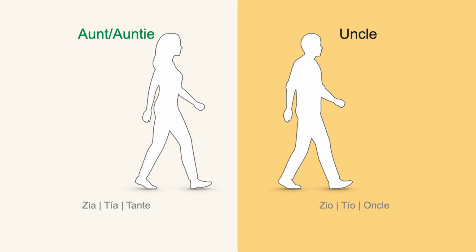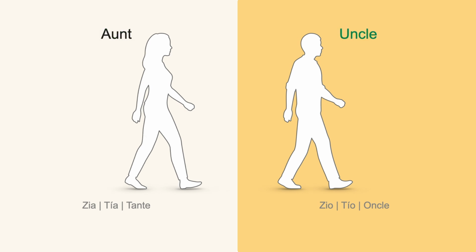If your mother or father has a sister, she is your aunt. Aunt. You can also call her your auntie. Auntie. If your mother or father has a brother, he is your uncle. Uncle.